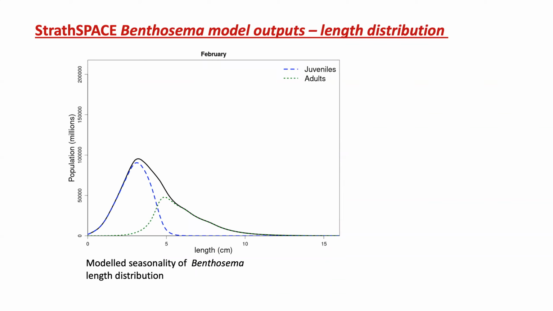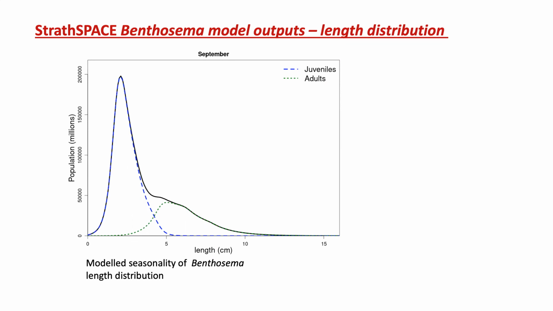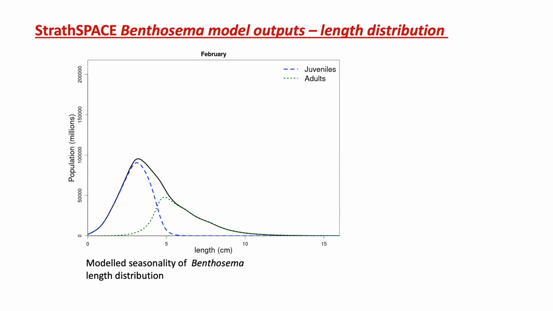The model's length structured, so we can also look at the length distribution of the stock. So this animation has length on the x-axis and the frequency or abundance, population in millions, on the y-axis for a representative year. So it shows the seasonality in the length distribution. When spawning comes in spring, we see a big peak in abundance of the juveniles, and the total population for small fish increases.